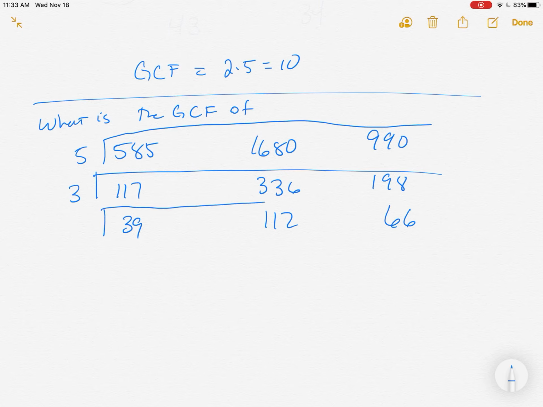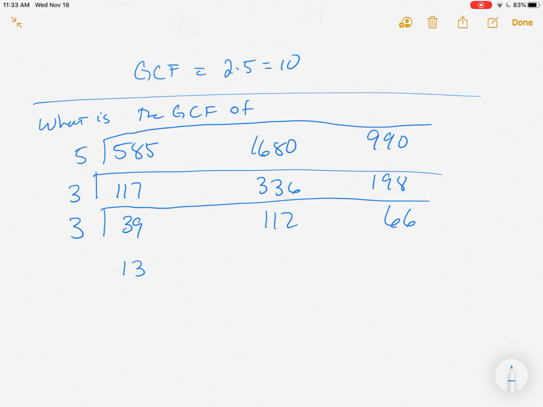So you can only divide by primes. If you start dividing by a composite, it throws some things off. So 39, 112, and 66 are all divisible by 3 again. These are getting into our realm of memorization. So we know this is 13.